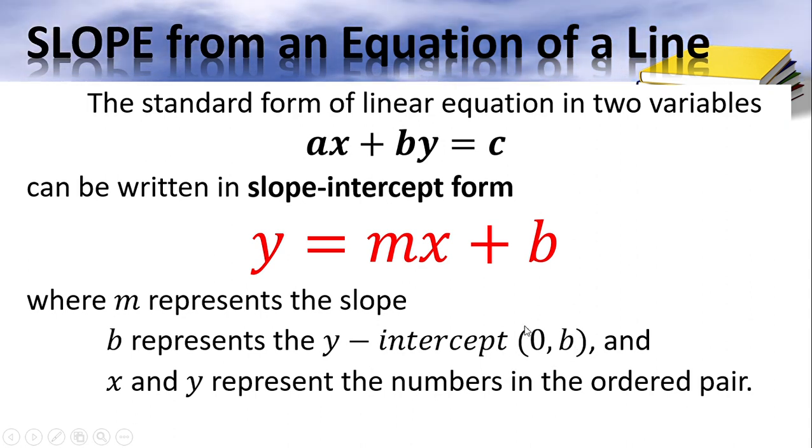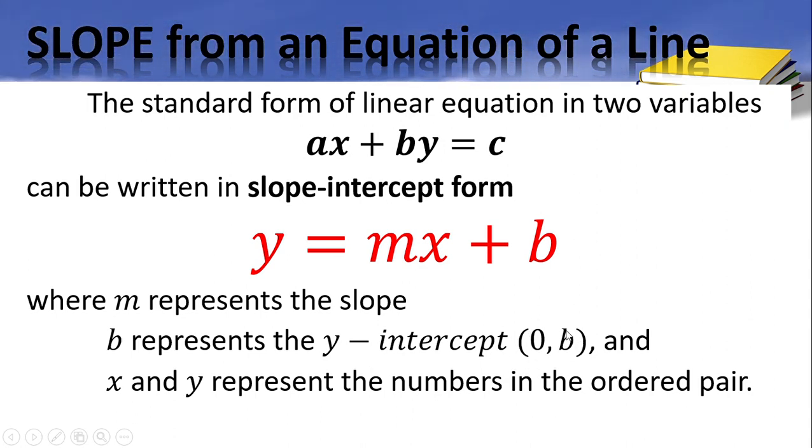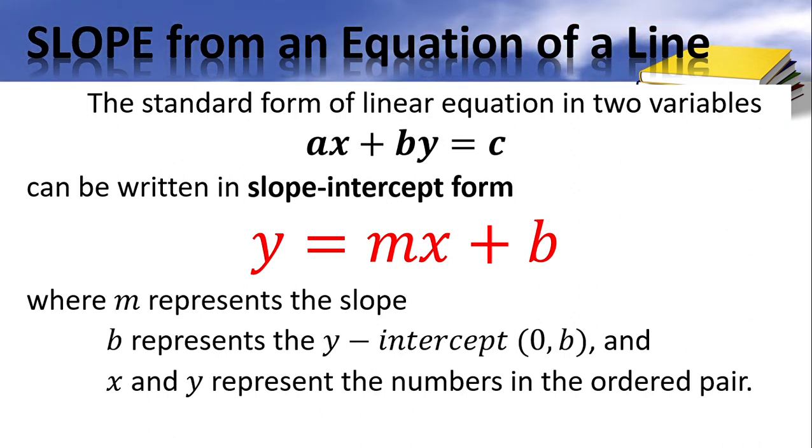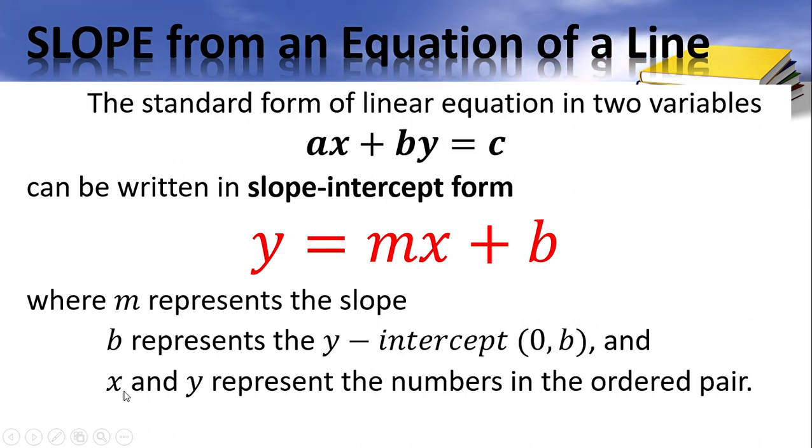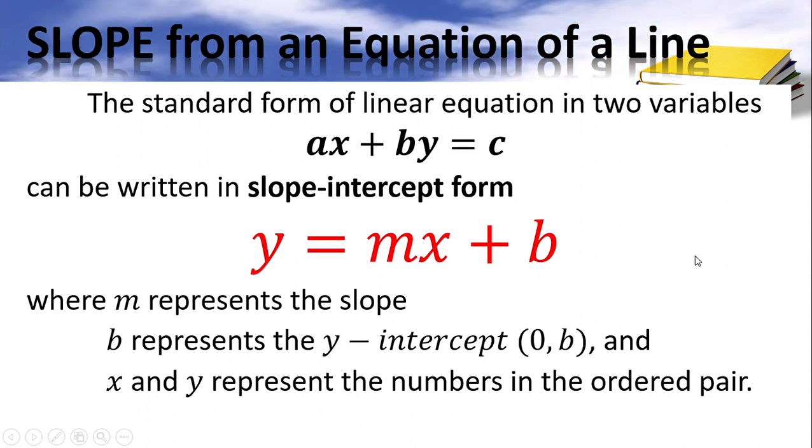This is the coordinate (0, b). The y-intercept tells you where your graph will intersect the y-axis. Next, x and y represent the numbers in an ordered pair.